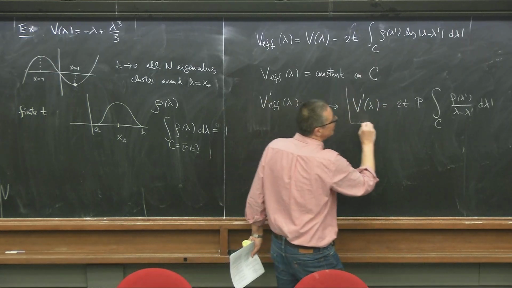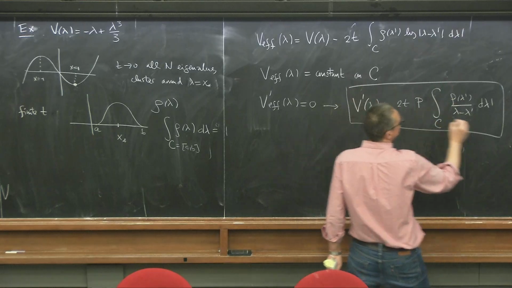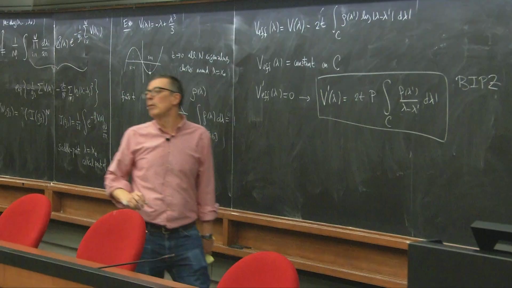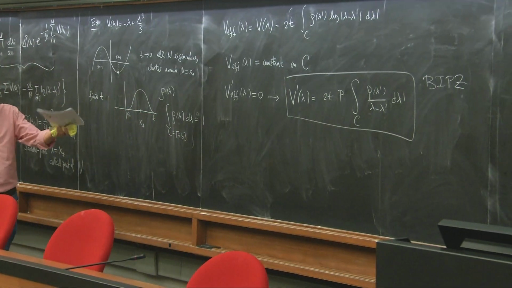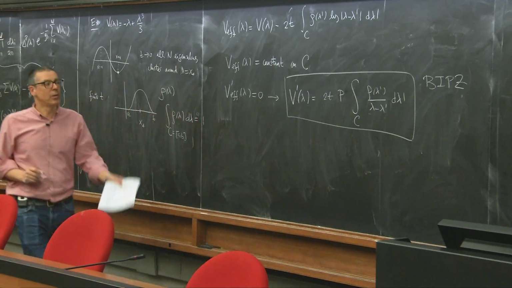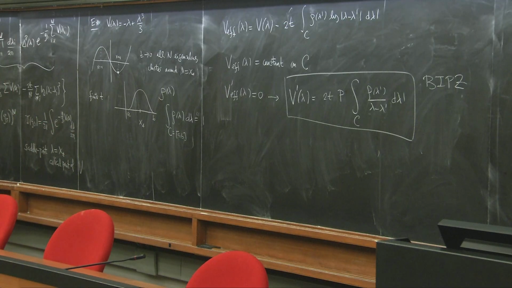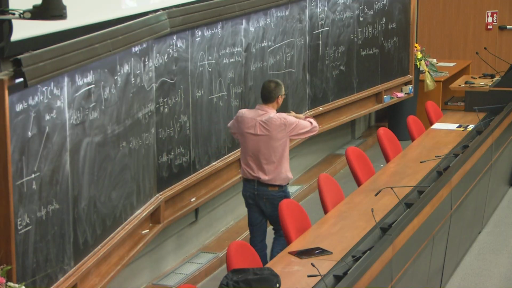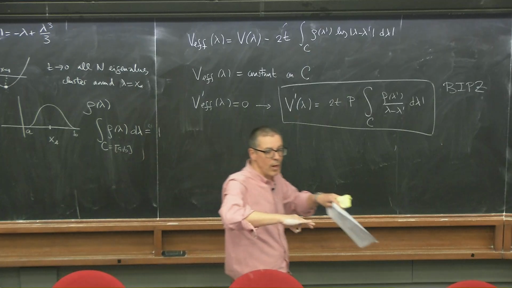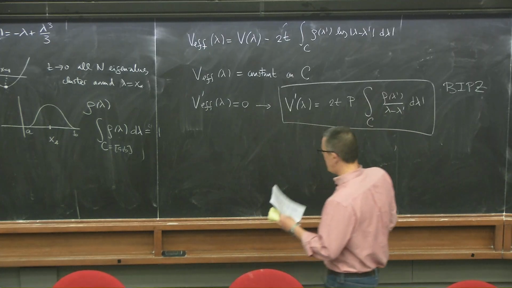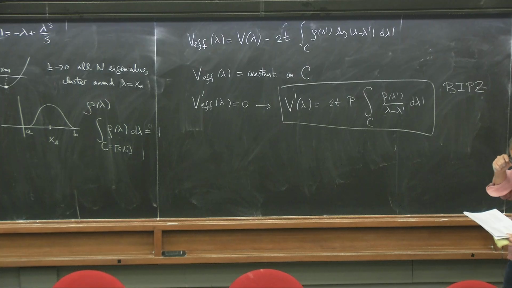And this is precisely the formula that BIPZ, Brezin, Itzykson, Parisi and Zuber, obtained in their famous 1980 paper to describe the planar limit of a one-cut matrix model, okay? So here you have a quick derivation, which is very physical, right? We think about eigenvalues as being under the action of an effective potential, which is the original potential plus the repulsion of eigenvalues. And then this is the equation you have, okay?